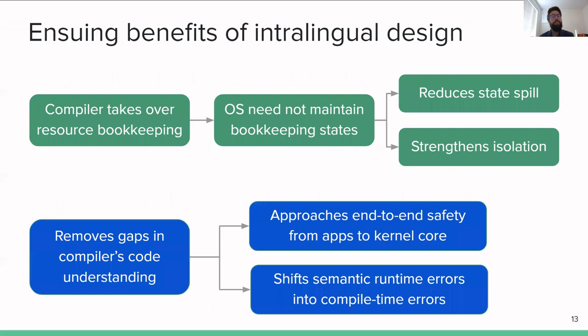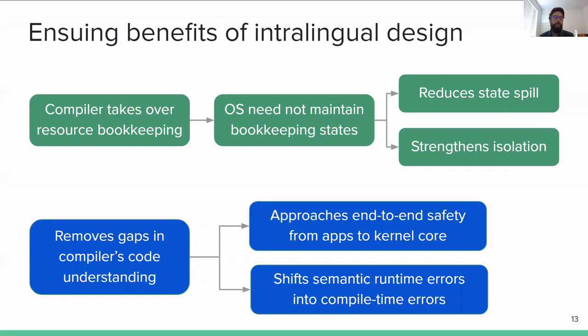And that's the first benefit of intralingual design. The compiler can take over resource bookkeeping. This means the OS doesn't have to maintain any bookkeeping states, for example, in its task struct. So this significantly reduces state spill from all other subsystems into the task struct, since those states aren't needed for resource tracking and resource cleanup, which in turn strengthens isolation.